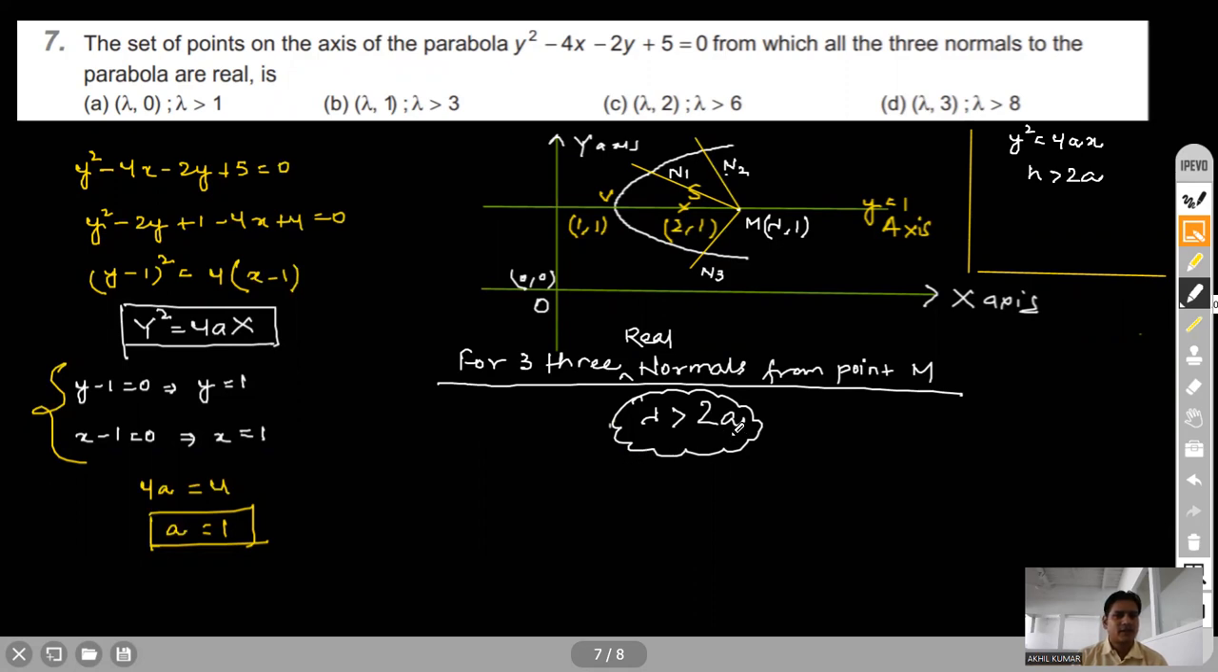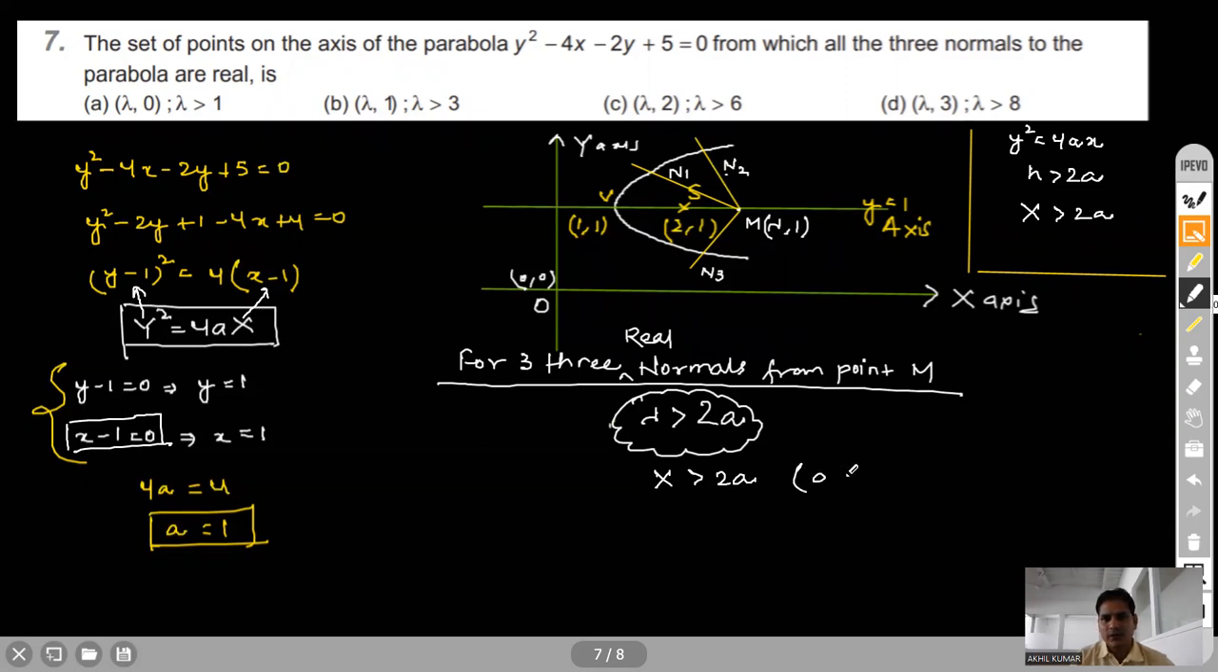And what is this lambda? What will be our lambda basically? What is our x coordinate? This thing, right? X minus a. So h is nothing but, for our parabola y square is equal to 4ax, the x coordinate. So this capital X must be greater than 2a. And this is our capital X, and this is our capital Y. So capital X must be greater than 2a.